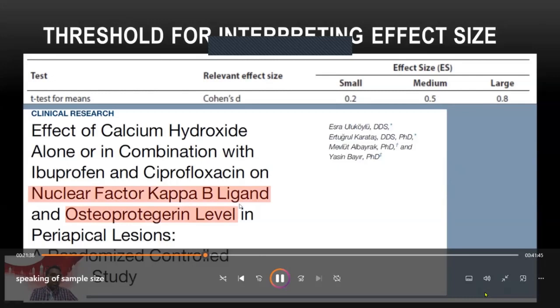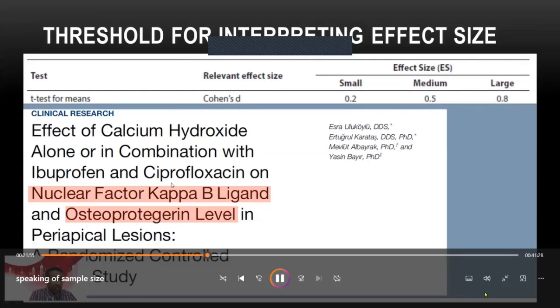Now, nuclear factor kappa B ligand and osteoprotegerin level. These kind of studies are rare, right? So we won't be having much clinical knowledge about this. There is no pilot study because we are going to see the levels.